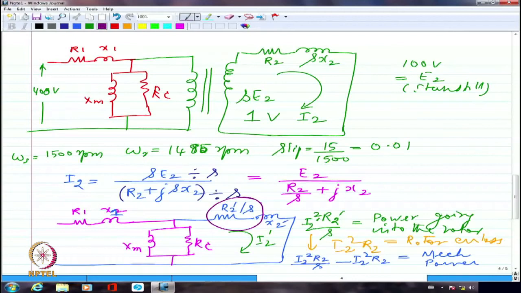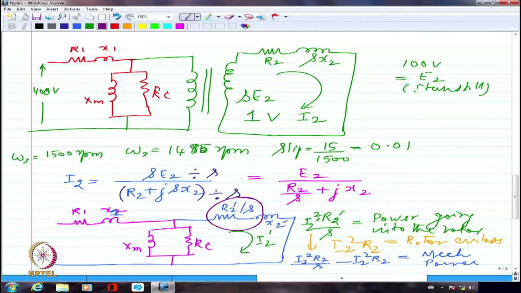That's how we did the conversion also. R2 dash equals R2 multiplied by N1 by N2 the whole square. That's what we did, remember? So, I am inputting a power which corresponds to I2 dash square R2 dash by S per phase. Out of that, I2 dash square R2 dash is the one which is getting dissipated in the actual rotor resistance.